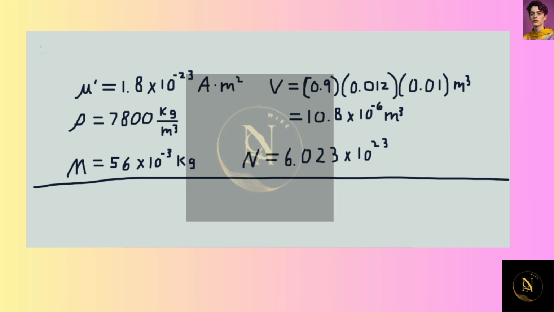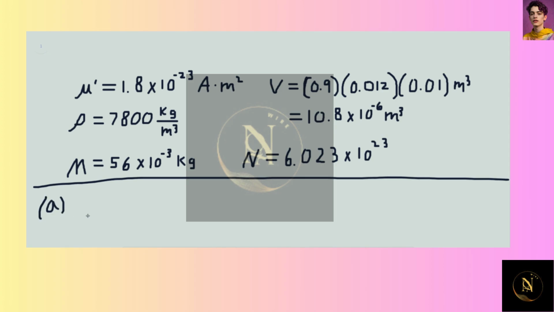Okay, so for part A, to find the magnetic dipole moment of the iron bar, we're going to first consider the fact that the total dipole moment of the iron bar will be equal to the number of atoms times the dipole moment of a single atom of the iron bar when it is fully magnetized. So I can write out mathematically what I just said. So this is part A.